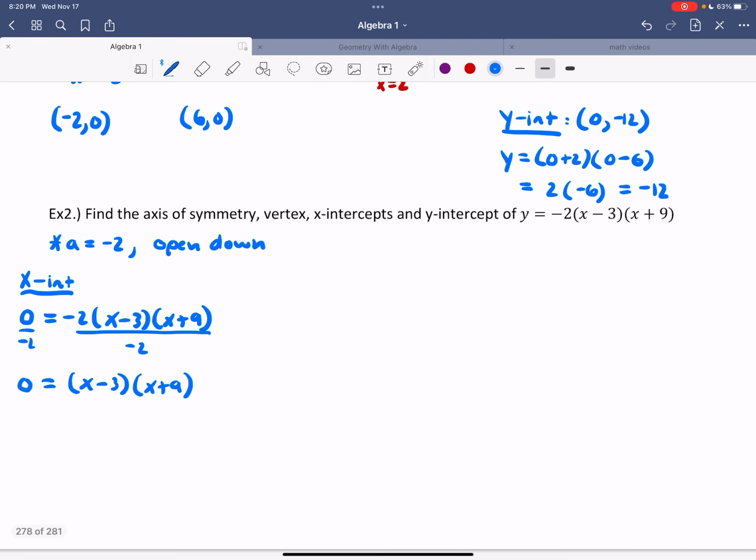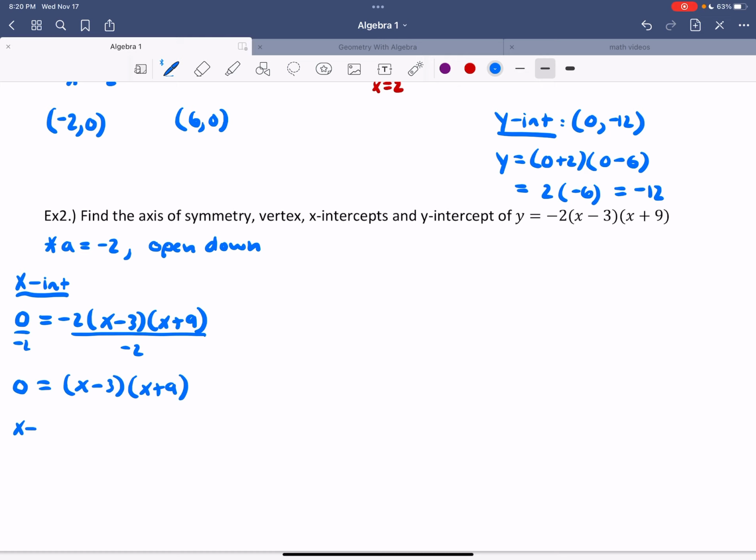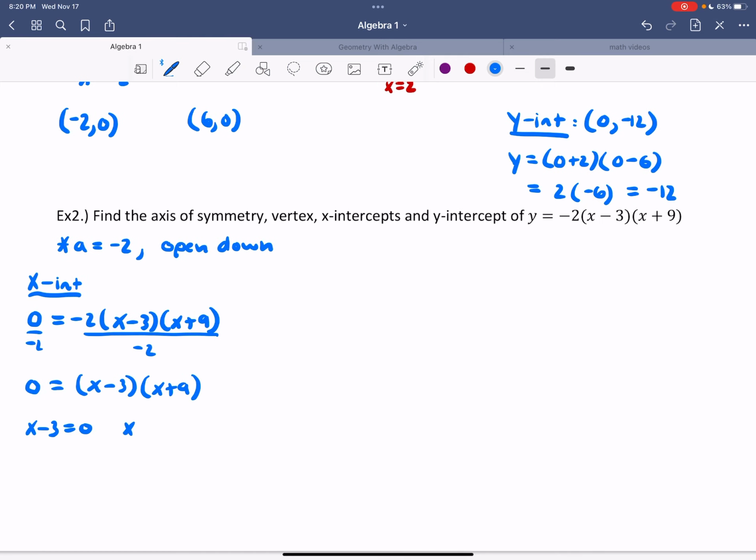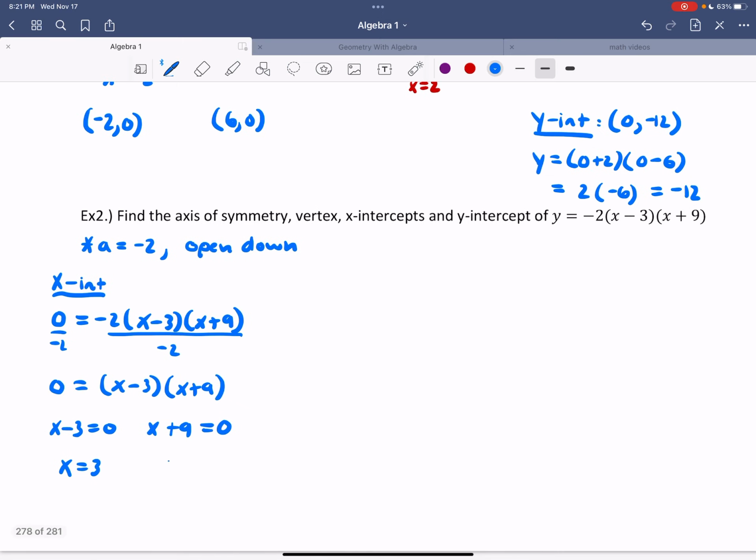So then I take each one of those binomials and I set it equal to 0. And I solve. So I get x equals 3. And I get x equals negative 9. Now, if I translate those to an ordered pair, that would be the point (3, 0), and that would be the point (-9, 0). (3, 0) and (-9, 0).